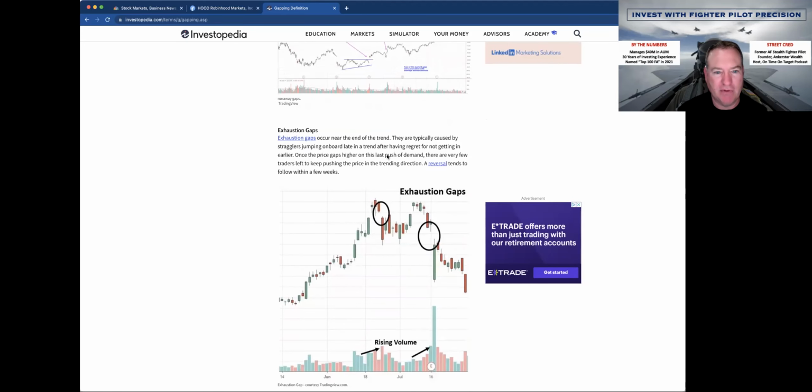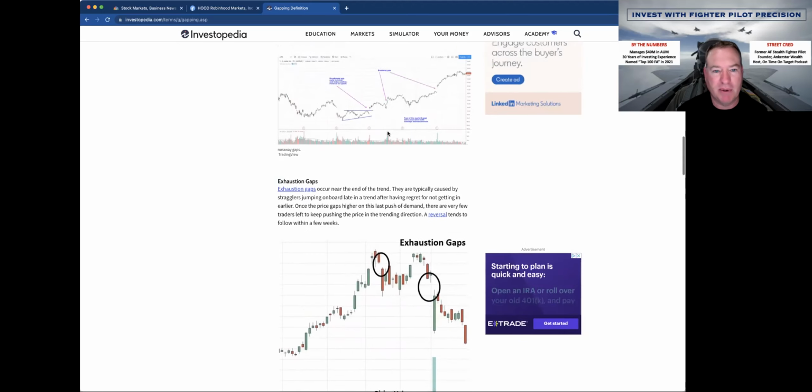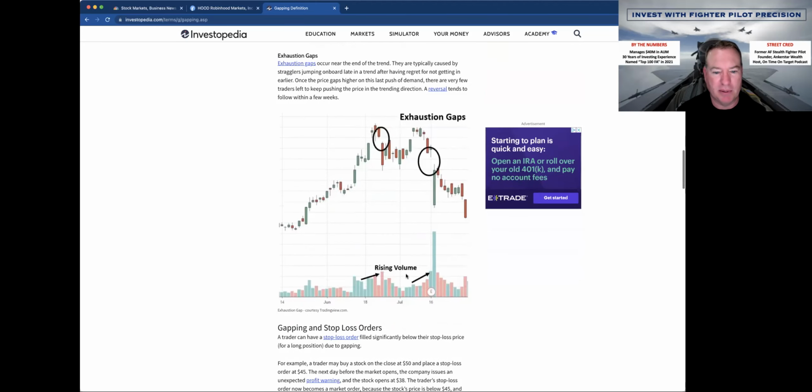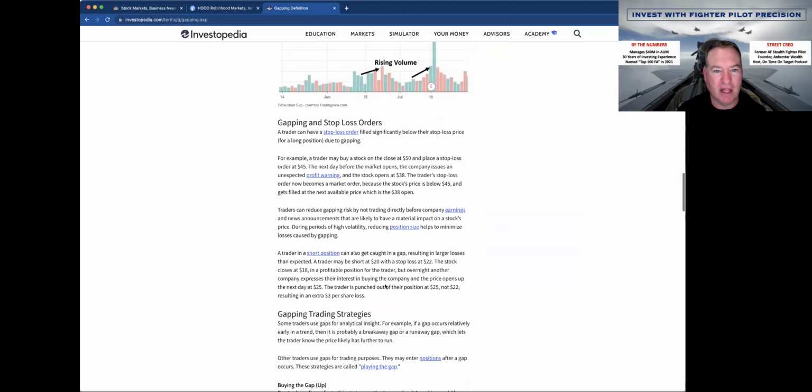Exhaustion gap is kind of near the end of a trend when the trend reverses. So these, remember, are going with the trend. Okay, when it fails and you haven't moved the other way, that's a pretty big deal. And again, those are associated with rising volume.